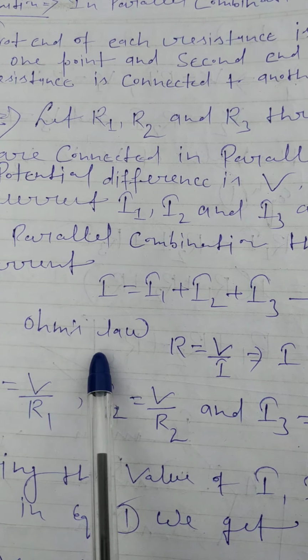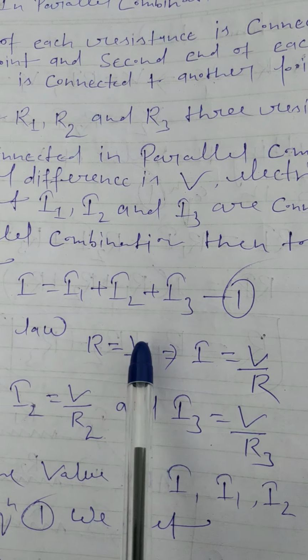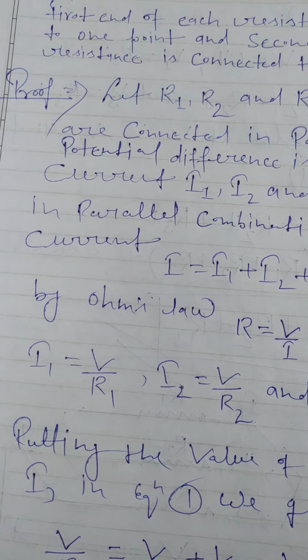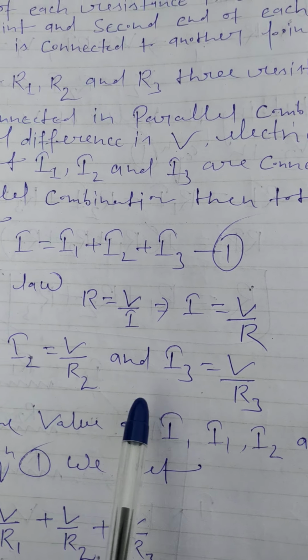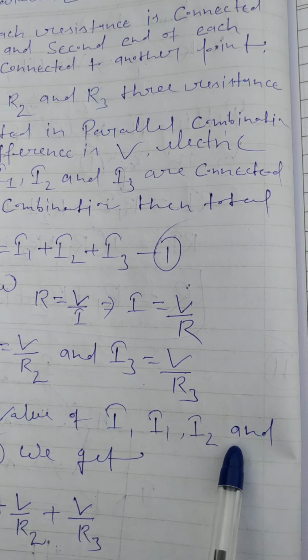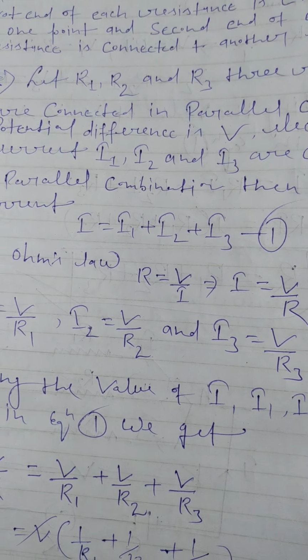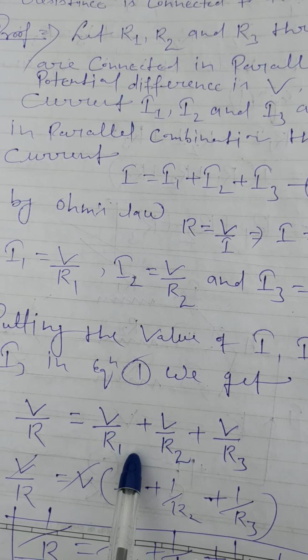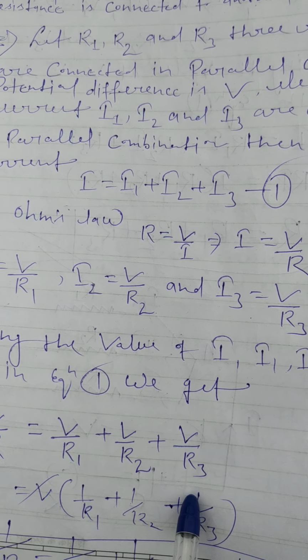Equation number 1. By Ohm's law, R equals V upon I, that is I equals V upon R. I1 equals V upon R1, I2 equals V upon R2, I3 equals V upon R3. Putting the values of I, I1, I2 and I3 in equation first: V upon R equals V upon R1 plus V upon R2 plus V upon R3.